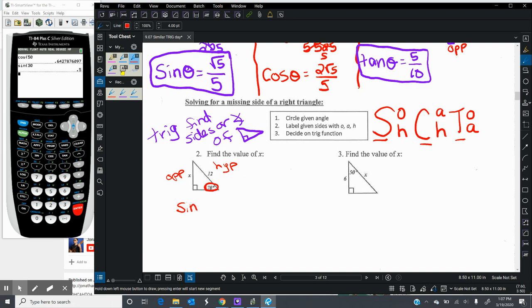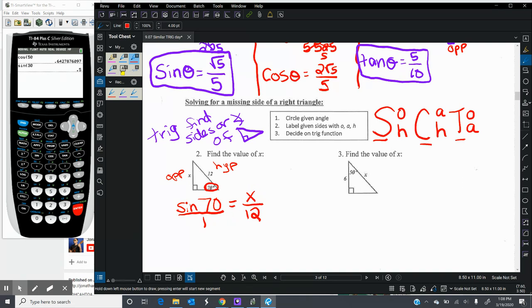So sine of the angle, so the second piece there is always the angle measure. We were using theta in the last question because that was the measure of the angle we didn't know. Now we're putting in a degree here. So sine theta equals opposite x over hypotenuse 12. So here's our trigonometric ratio. This is when we're going to start evaluating. So we can set up a proportion and use cross products to find the value of x.